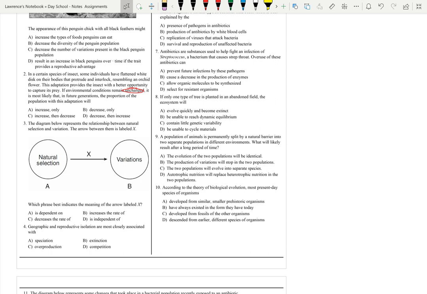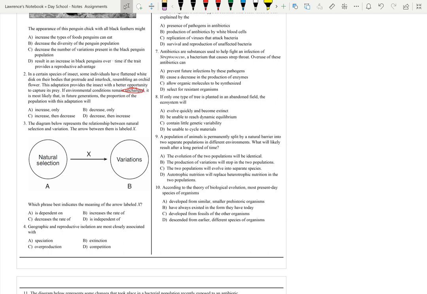B, natural selection increases the rate of variations? No, natural selection chooses certain variations. C, natural selection decreases the rate of variations? No, natural selection loves to have variations and it chooses certain ones. And D, natural selection is independent, meaning it just has nothing to do with variation? Definitely no. A is the answer. It's dependent on certain variations.